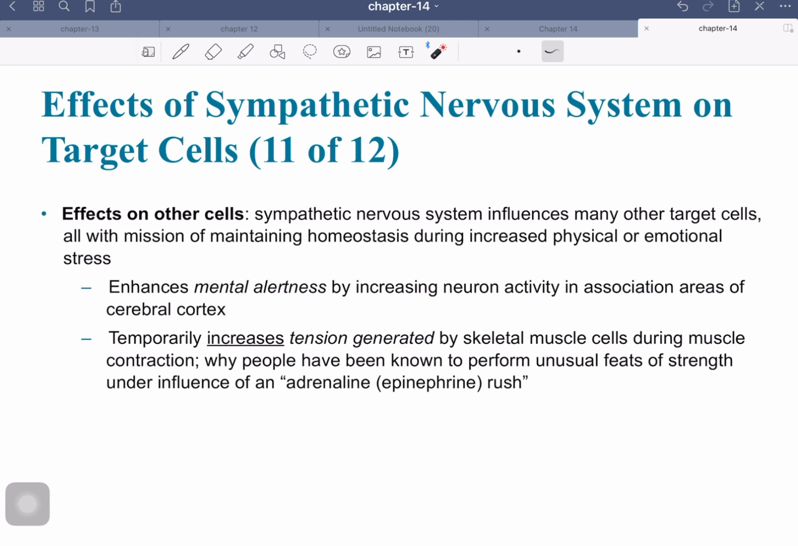And also what happens is we can get a temporary increase in the tension, the force, generated by skeletal muscles during muscle contraction. And maybe this is what's behind those stories you hear about people under emergency situations. They get this short-term temporary ability to outperform in terms of muscle performance because of the adrenaline, epinephrine rush.